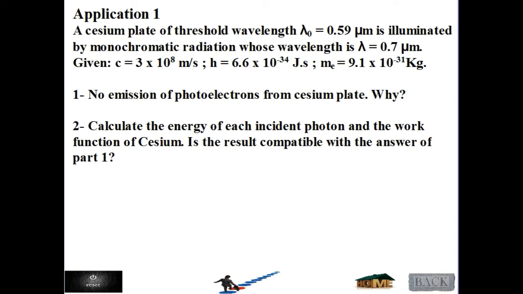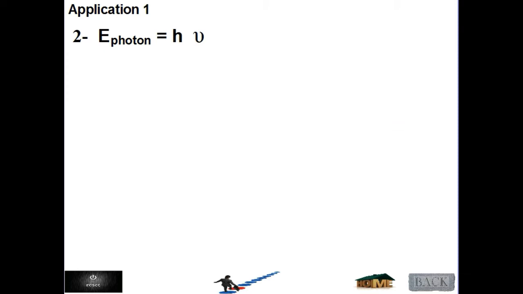Part 2. Calculate the energy of each incident photon and the work function of cesium. Is the result compatible with the answer of part 1? The energy of the photon is equal to h nu, where h is Planck's constant and nu is the frequency of the photon. We can then write E photon equal to hc over lambda. Instead of nu, we wrote c over lambda, where c is the speed of light in vacuum and lambda is the wavelength of the photon.